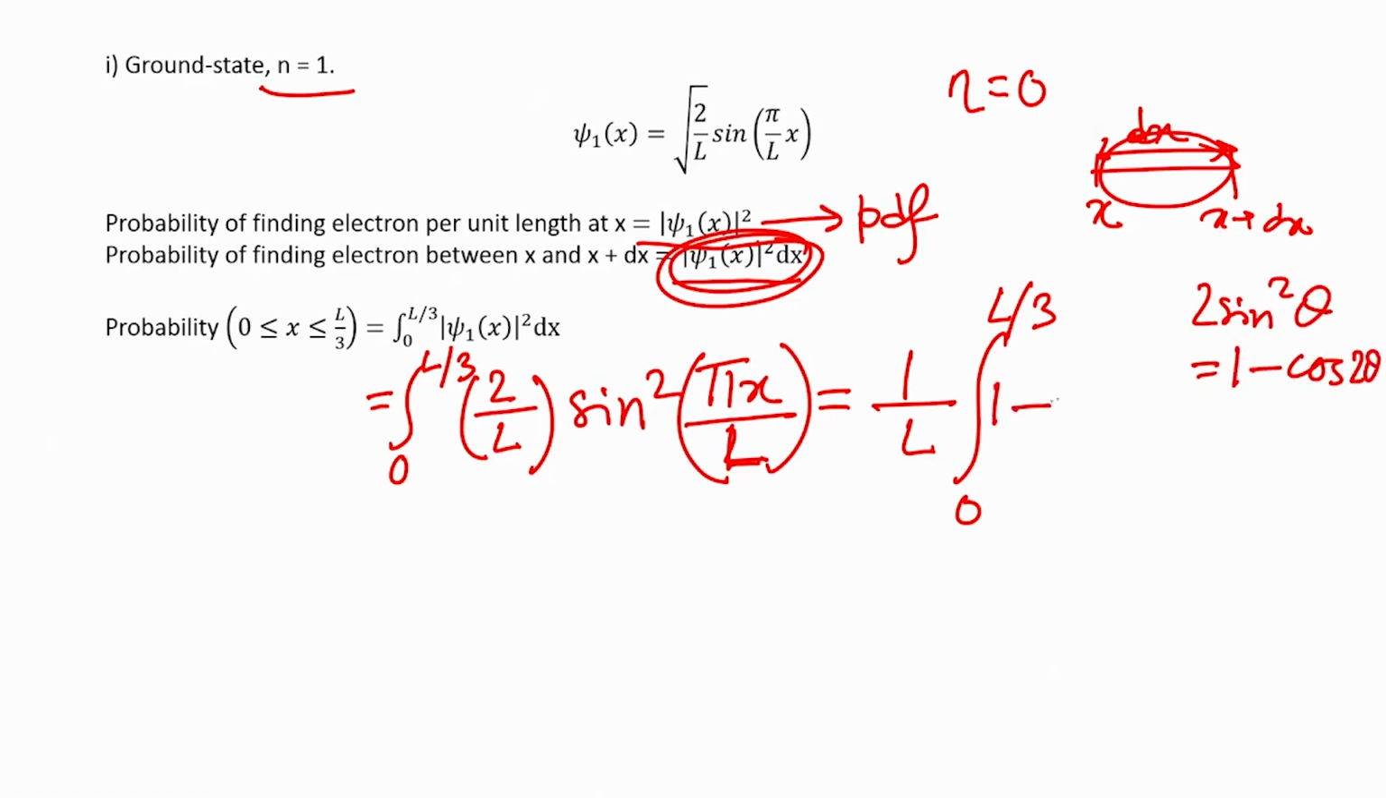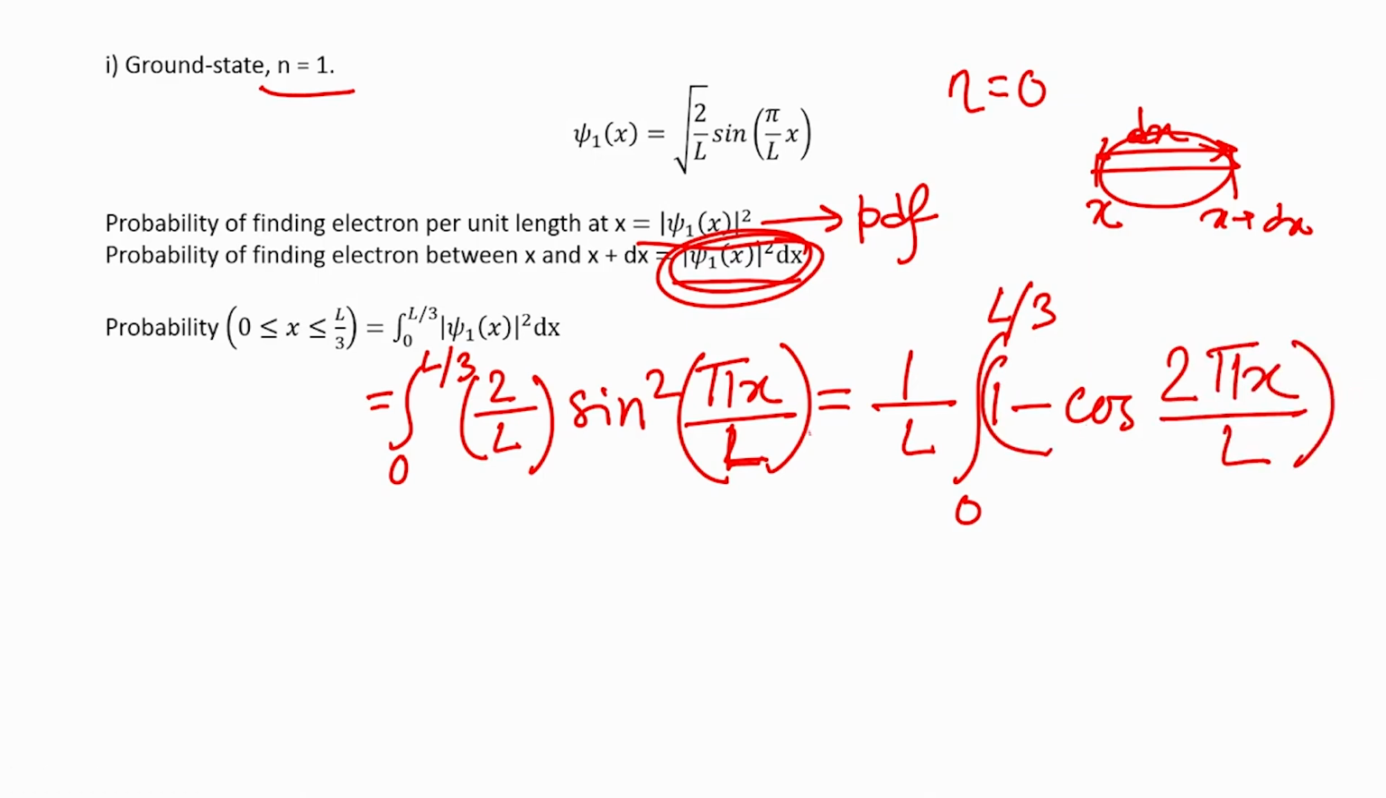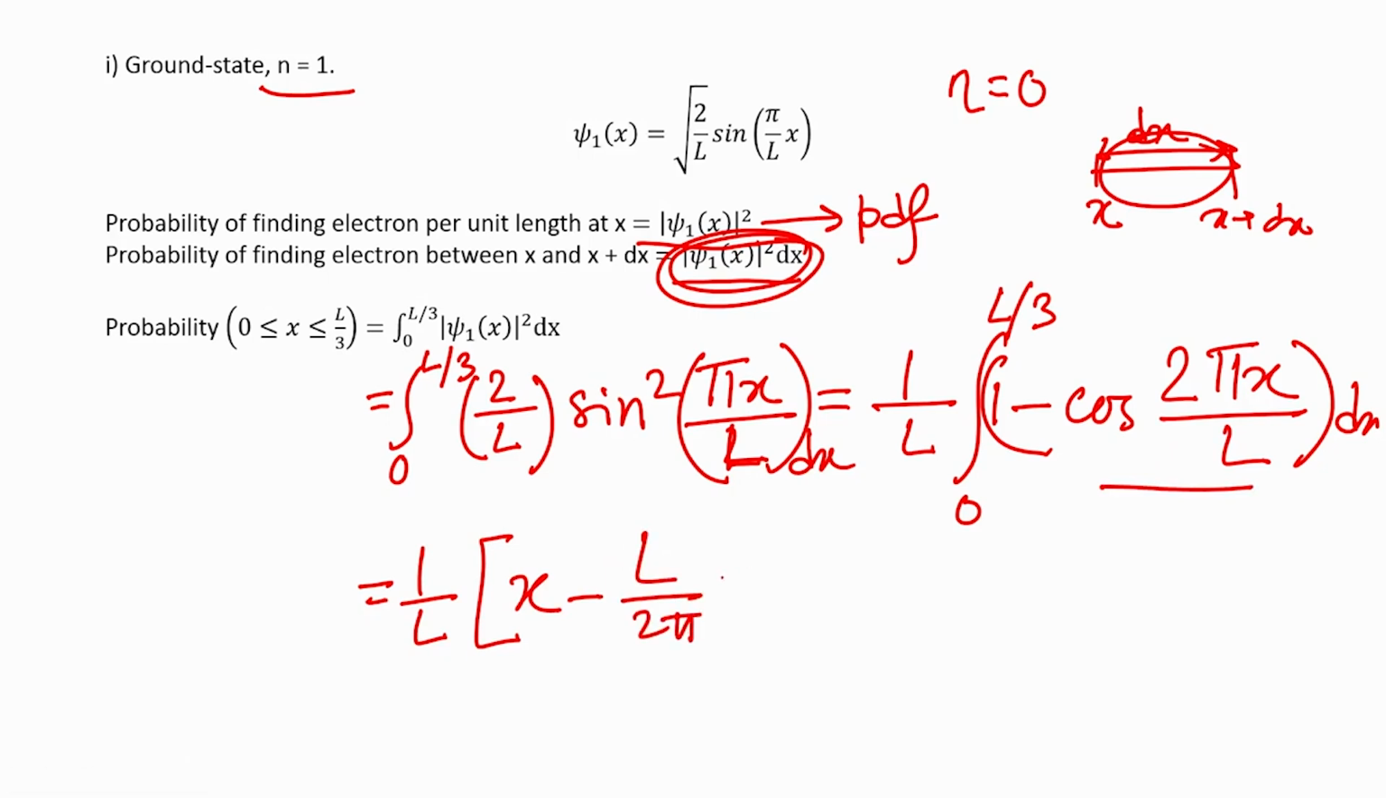So you have to plug in here 1 minus cos 2 pi x by L, and there will be a dx. If you do this integration, it will come as 1 by L, times x minus L by 2 pi sine 2 pi x by L, since the integral of cos is sine.